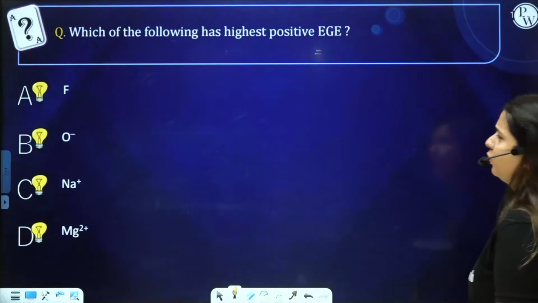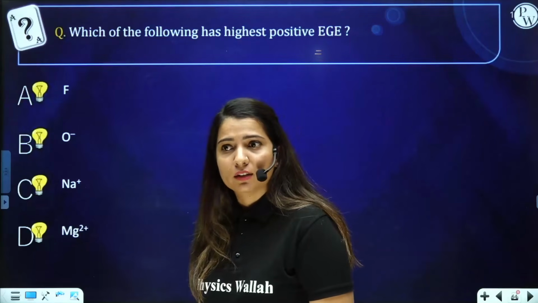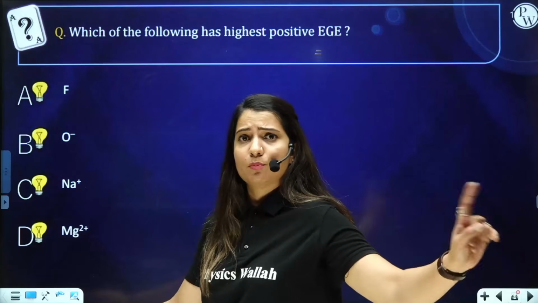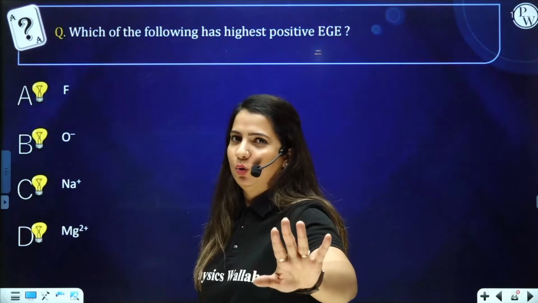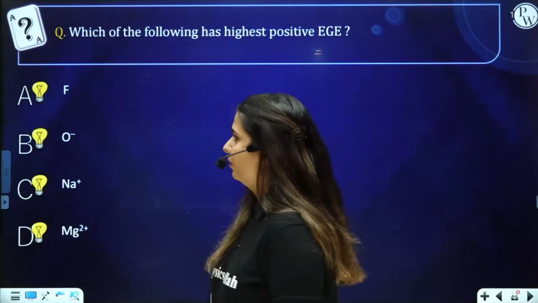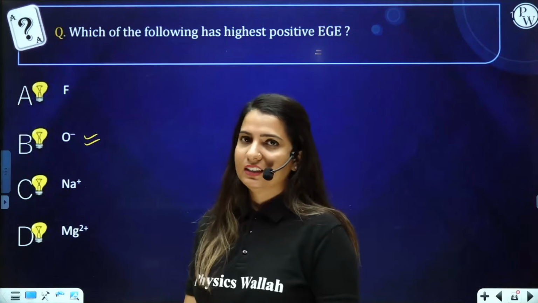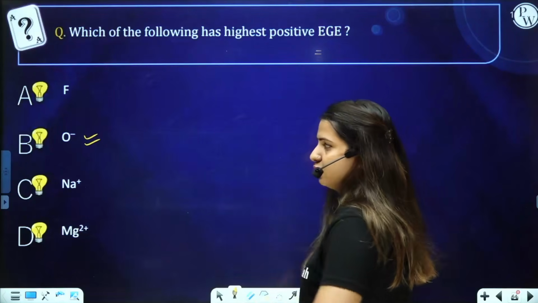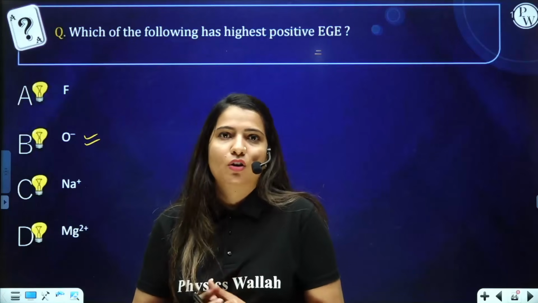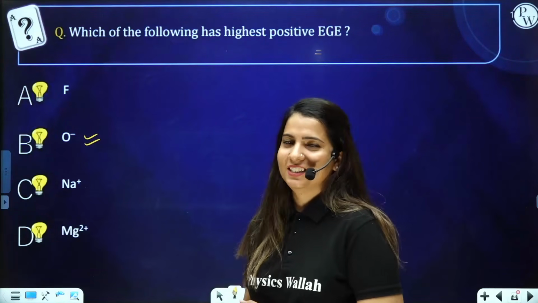Next. Which of the following has the highest positive electron gain enthalpy? Highest positive: it doesn't want any electron at all. I just don't want to see the face of the electron. What is the answer? O negative. Fluorine is neutral. Positively charged species will want electrons because they are short of electrons. So O negative, an anion, does not want any electron.